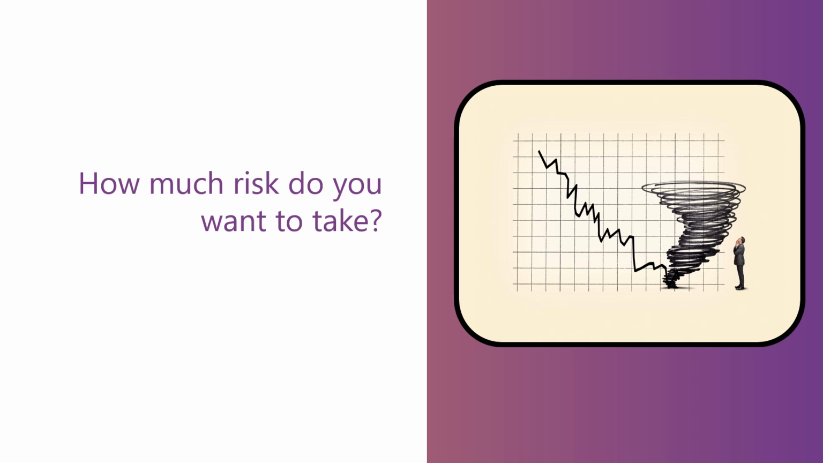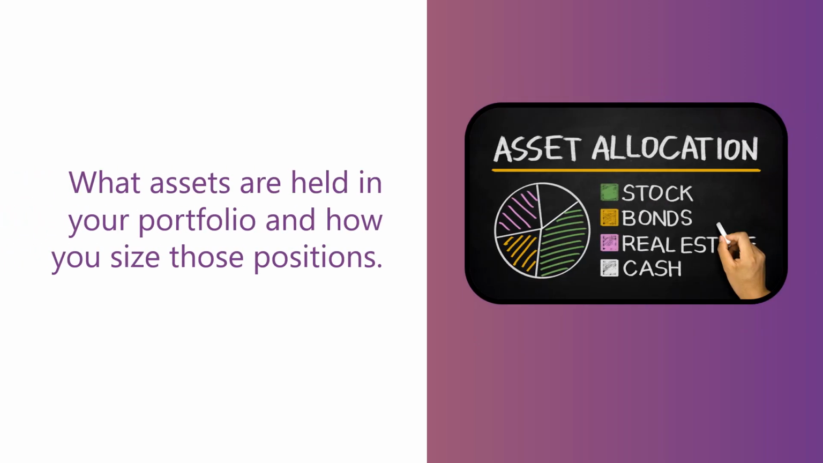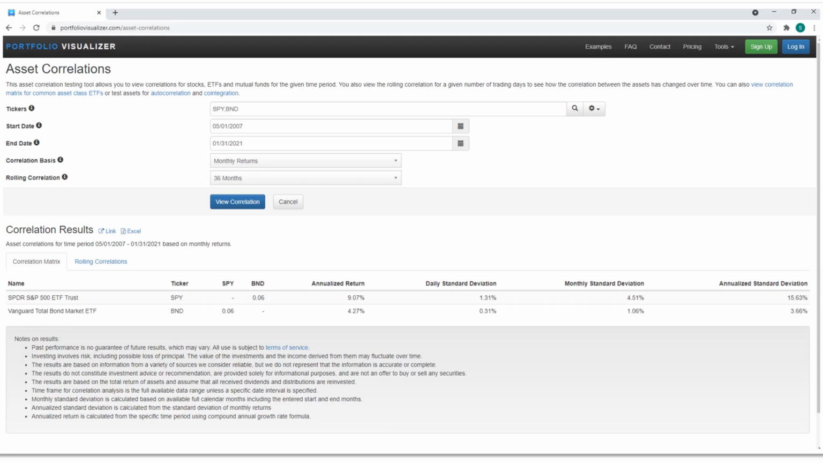So let's get a better feel for how the sausage is made with asset allocation. Asset allocation is just what asset classes you're holding in your portfolio and how you're going to size those positions. We can use websites like portfoliovisualizer.com to take a deeper dive. Using historical data, we can look at what the annualized return was for a given asset over a period of time. We then use the annualized standard deviation to see what some of the potential risks are. Let's look at the Standard & Poor's S&P 500 ETF, ticker symbol SPY.